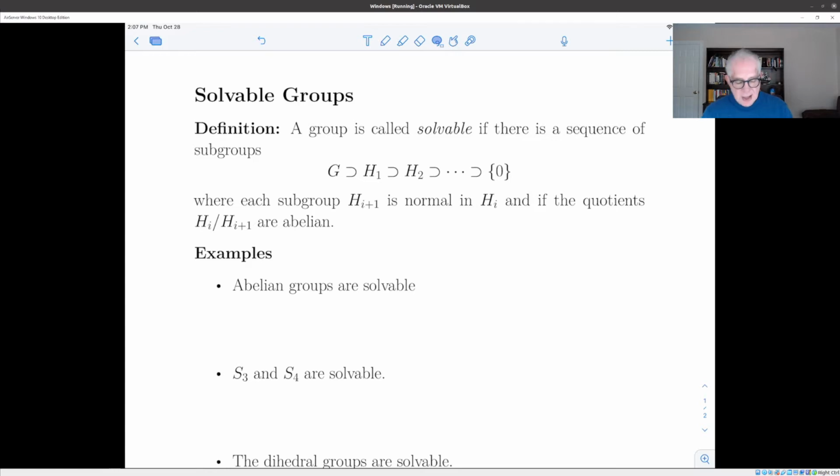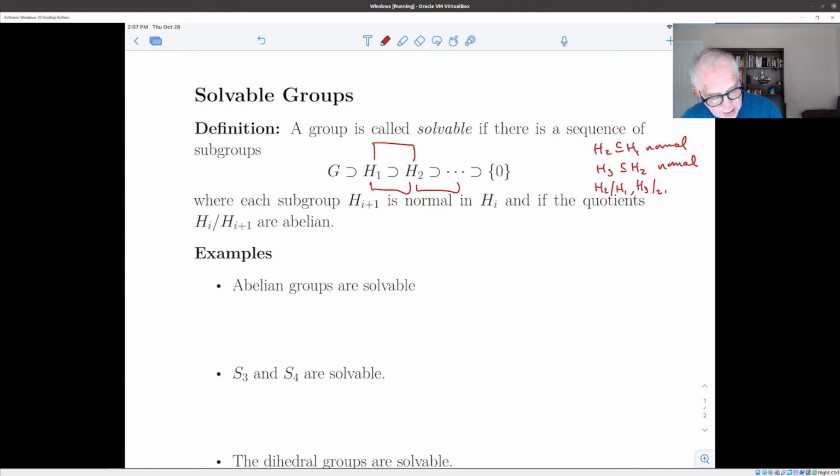A group is called solvable if it has a sequence of subgroups, one nested inside the other, with the property that each subgroup is normal in the preceding one. So H2 and H1 is normal, and H3 and H2 is normal, and so on. And so that the quotients at each stage, H2 mod H1, H3 mod H2, and so forth, are all abelian. And that's what makes a group solvable.